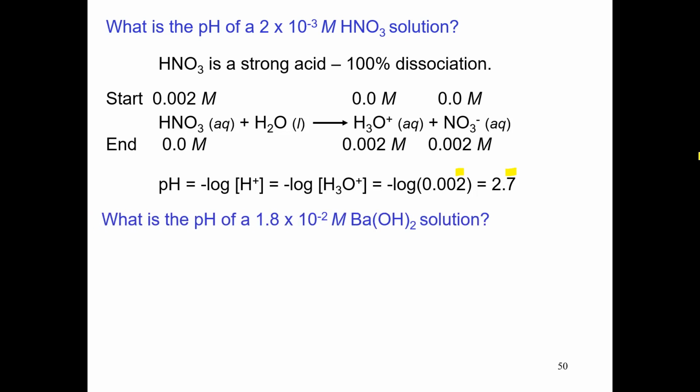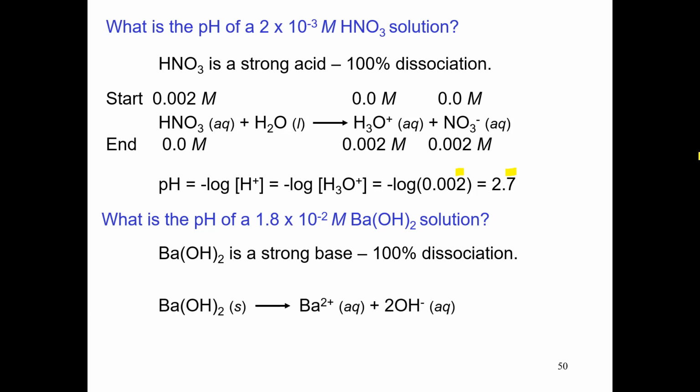Let's consider a base now. 1.8 times 10 to the negative 2 molar barium hydroxide. Okay, be careful with this one because barium hydroxide has 2 hydroxide units per formula of the compound. It is a strong base. It'll dissociate to 100%. So we have in the balanced equation, notice that we have 2 hydroxides.